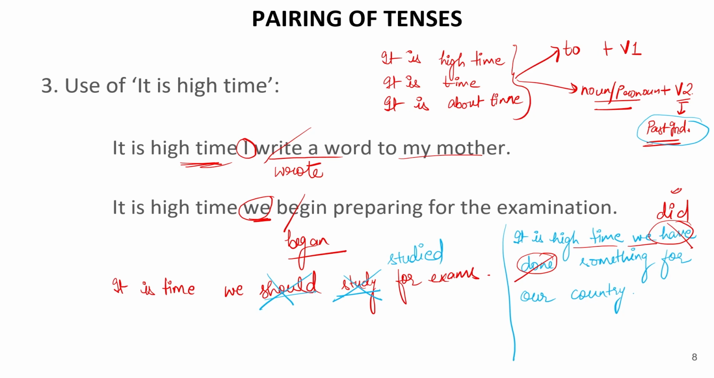Nowadays, we use this expression a lot many times. Also, it is high time or it is time means that this is a limit now. It has to be done now. It is beyond time now. It is necessarily required now.